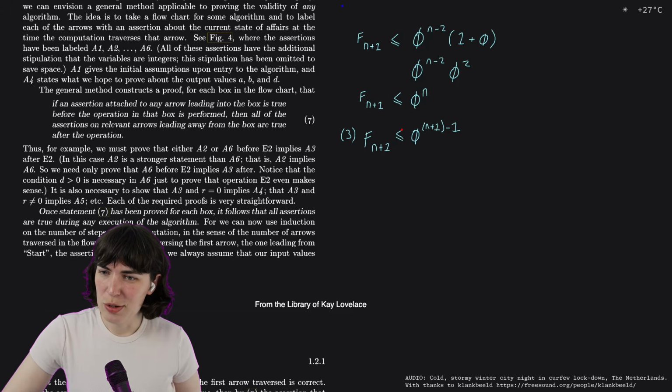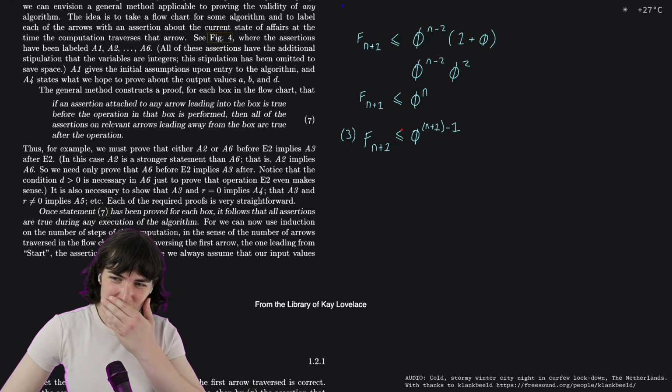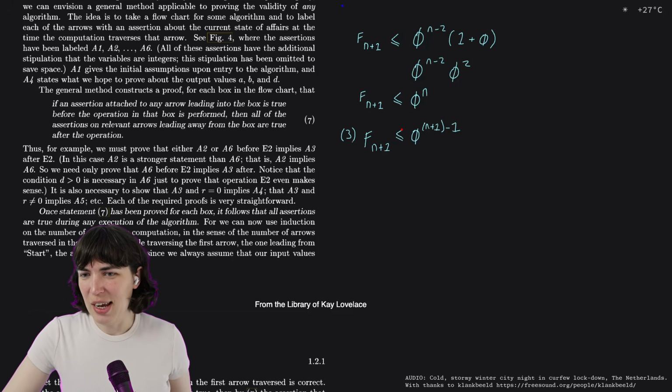In this case, A2 is a stronger statement than A6. That is, A2 implies A6. So we only need to prove that A6 before E2 implies A3 after.